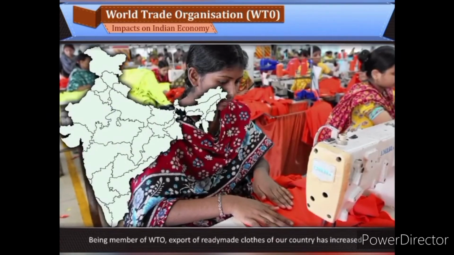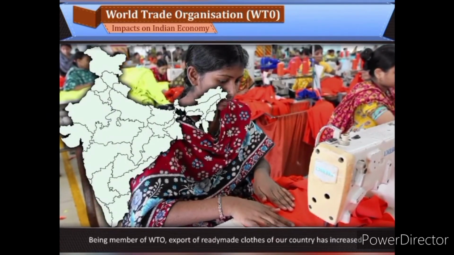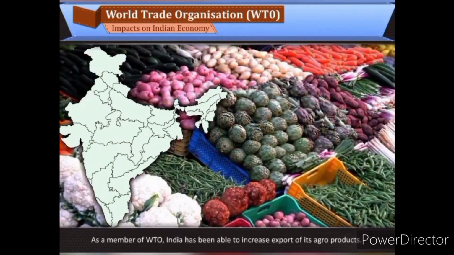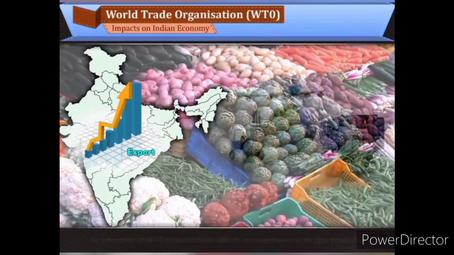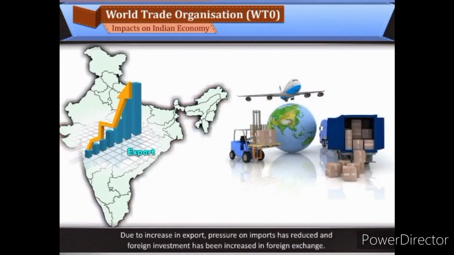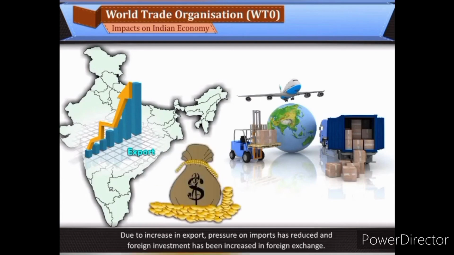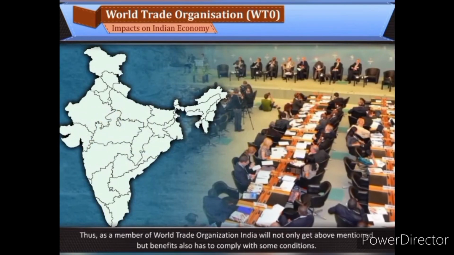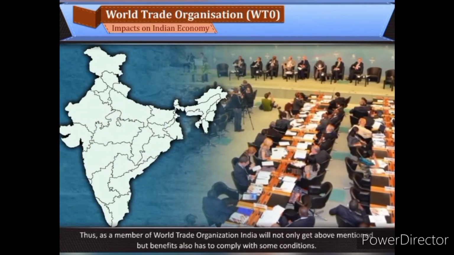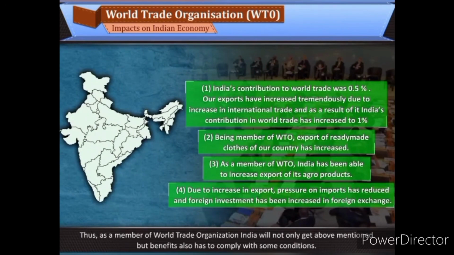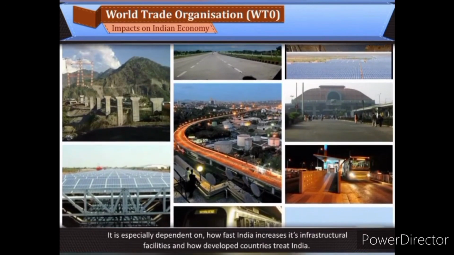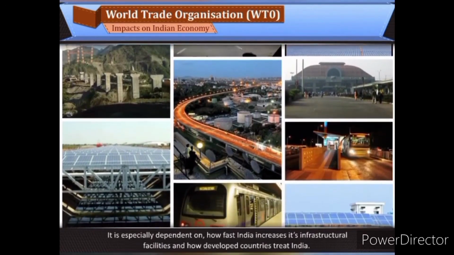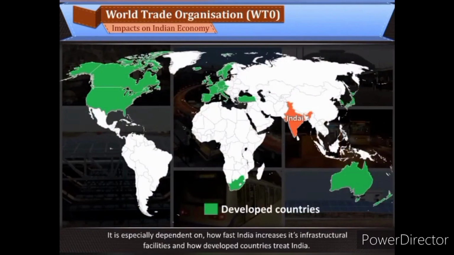Being a member of WTO, export of ready-made clothes of our country has increased. As a member of WTO, India has been able to increase export of its agro products. Due to increase in export, pressure on imports has reduced and foreign investment has increased in foreign exchange. Thus, as a member of the World Trade Organization, India will not only get the above-mentioned benefits, but also has to comply with some conditions. It is especially dependent on how fast India increases its infrastructural facilities and how developed countries treat India.